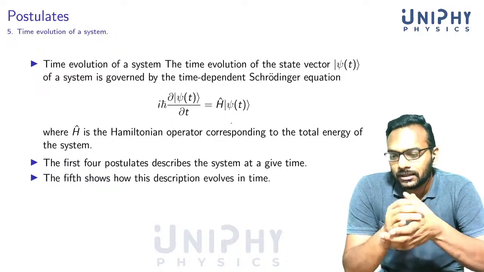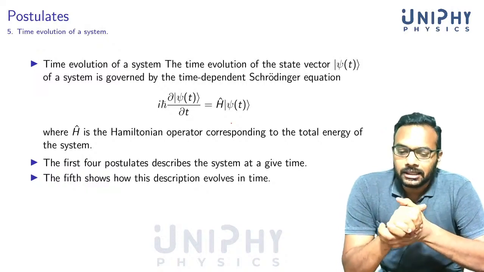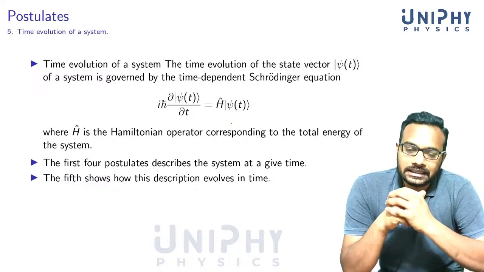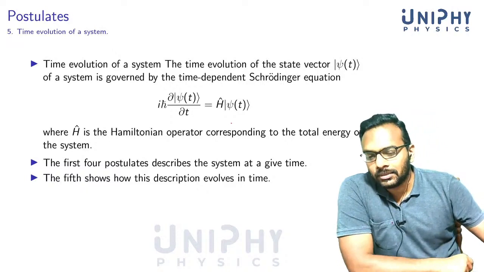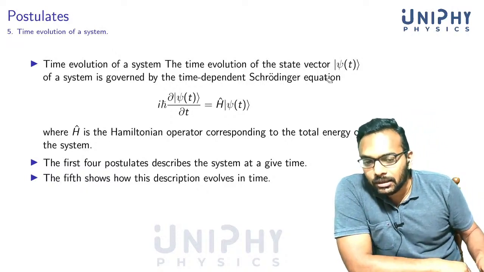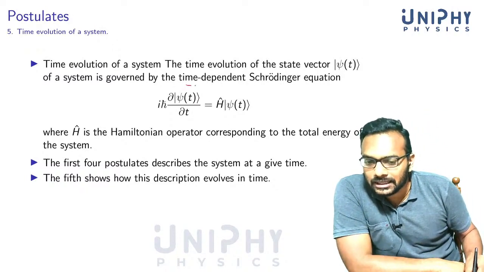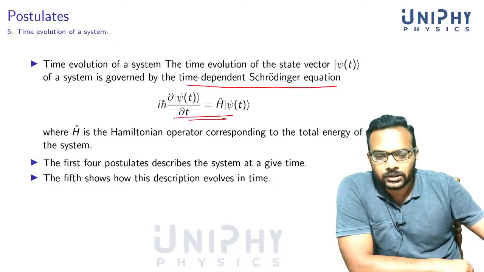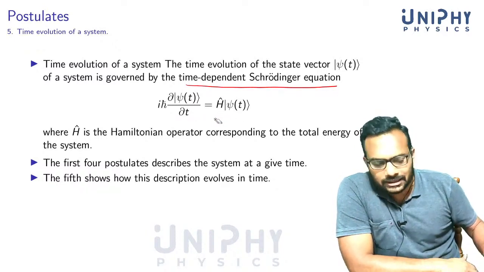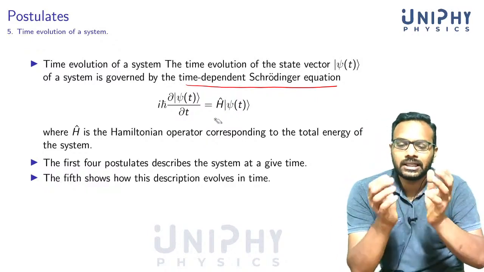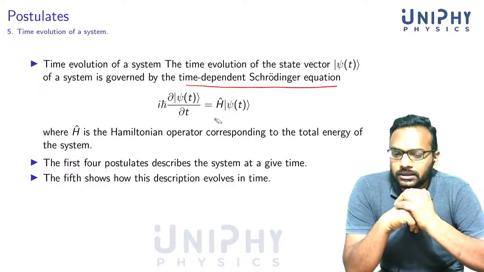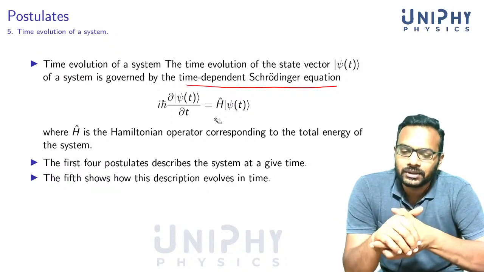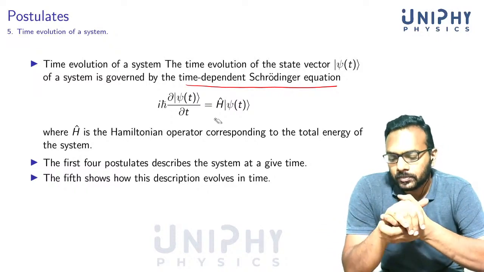The fifth postulate is regarding the time evolution of the physical system, of the quantum mechanical system, and the idea is that the time evolution is governed by the time dependent Schrodinger equation. It's given like that. And now you could take this as the postulate. We need a postulate about time evolution. It's okay to start with the Schrodinger equation as a postulate.